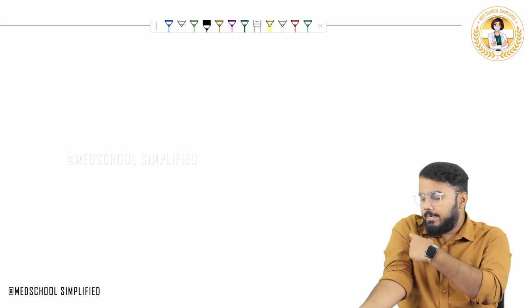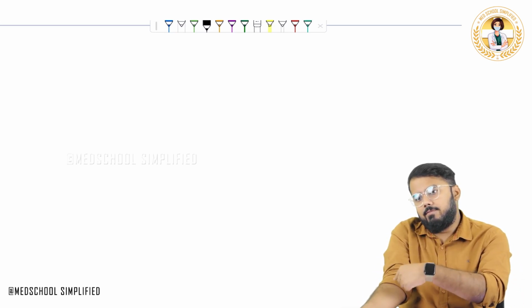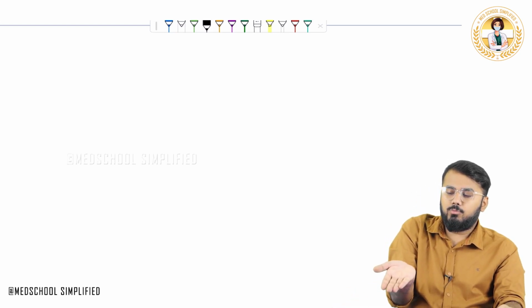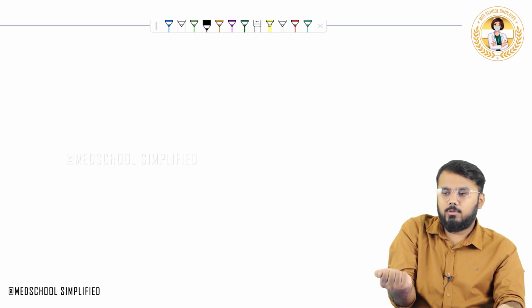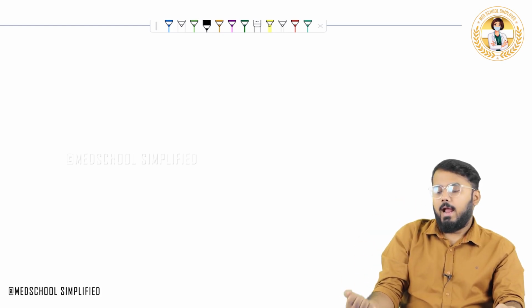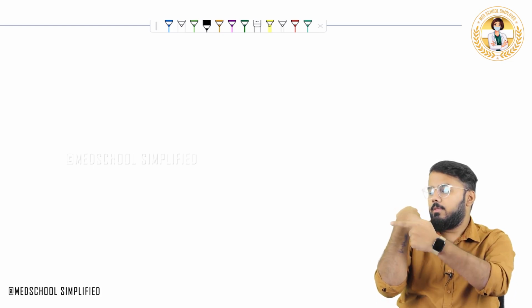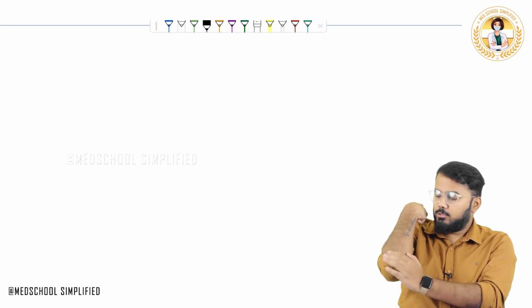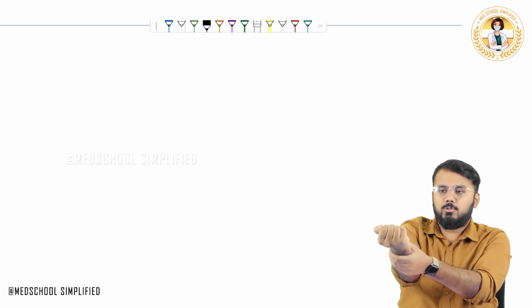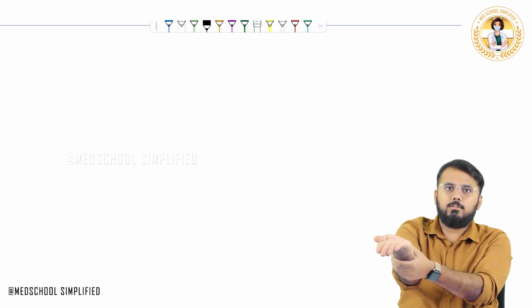Anteriorly, all these muscles which I have here on the ventral side are called flexors. They are responsible for flexion like this. And all the muscles which are located on the back are called extensors. They are responsible for extension like this. So they are called extensors.